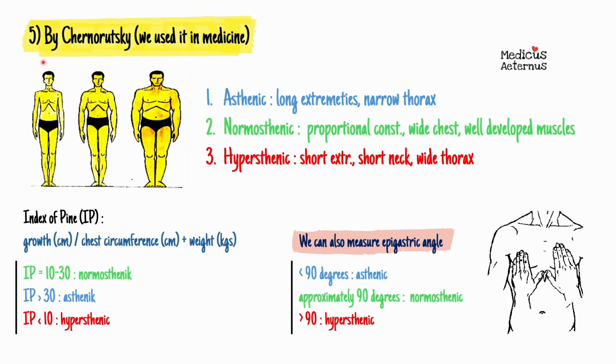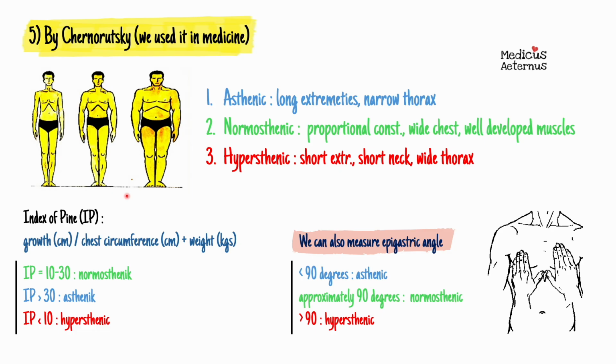The fifth and the most important body constitution classification is by Chernorutsky, and this classification is used in medicine. This classification is of three types: the asthenic type, the individuals with long extremities and the narrow thorax; the normosthenic, individuals with the proportional constitution, wide chest, well-developed muscles; and the hypersthenic, individuals with the short extremities, short neck, and the wide thorax. And you can see them here in the picture. This is the asthenic, the normosthenic, and the hypersthenic.